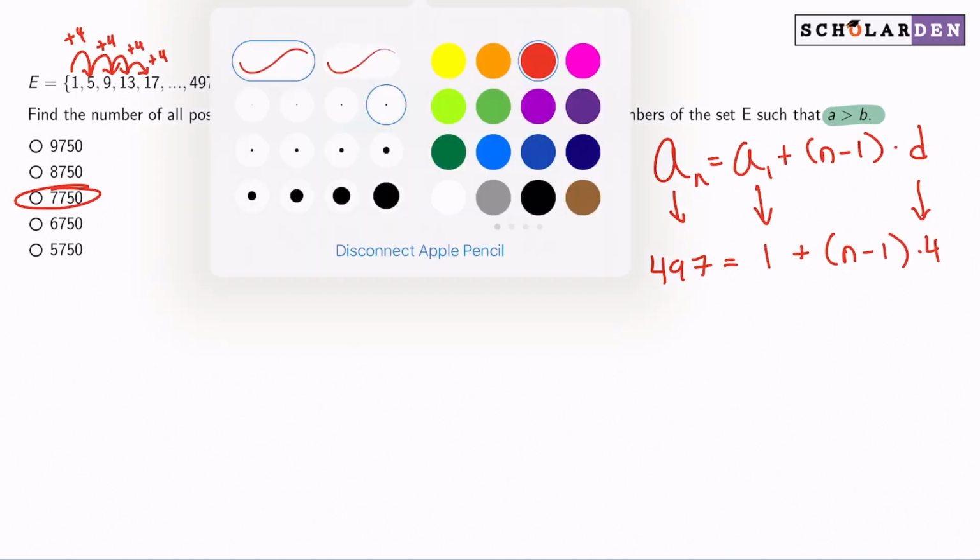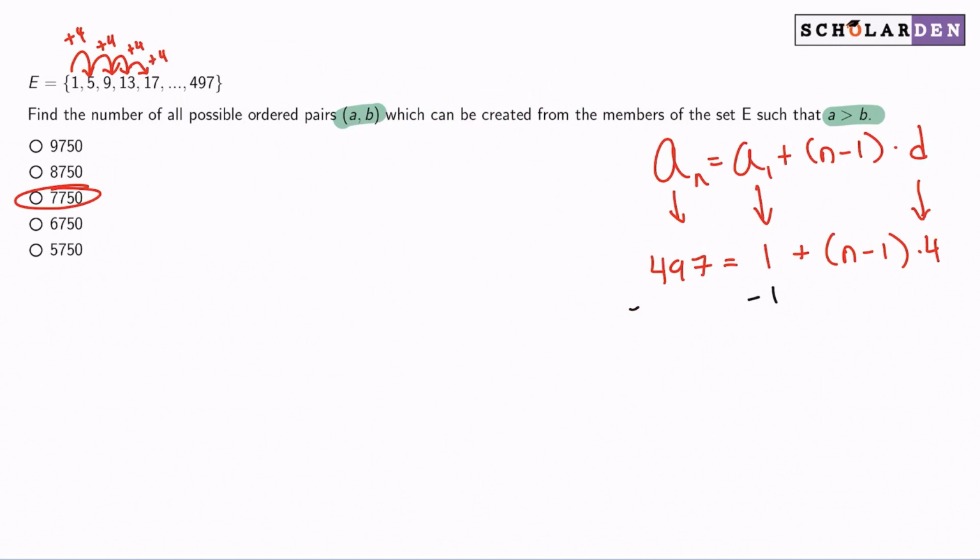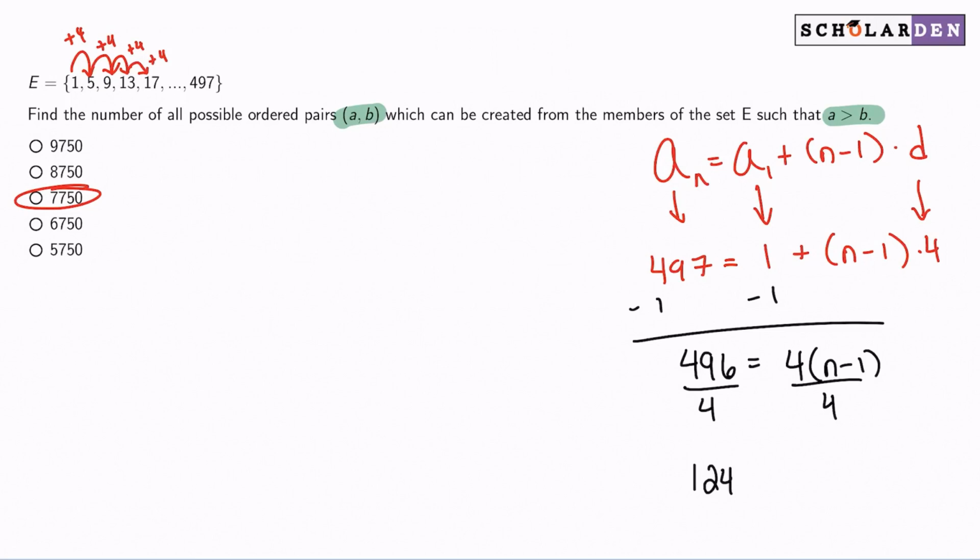And so from here, what we can do is subtract 1 from both sides, giving us 496 equals 4 times n minus 1. I just rearranged this. That's all I did. No problem. And now we can divide both sides by 4 to receive 124 equals n minus 1. And so you add 1 to get n equals 125. So we have 125 terms in that sequence.